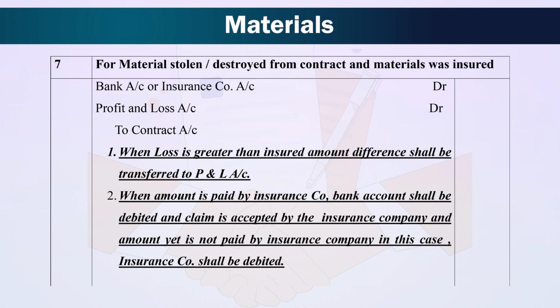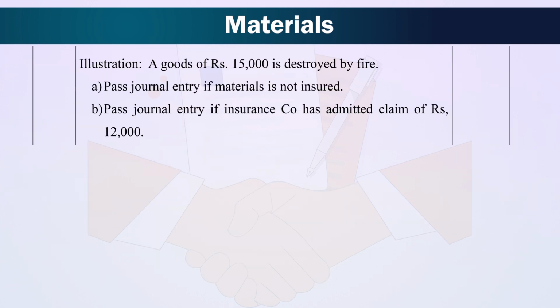And if the claim is accepted by the insurance company and the amount is not yet paid by the insurance company, in this case insurance company account shall be debited. Let us understand with the help of illustration. Goods of rupees 15,000 are destroyed by fire. Number 1, pass journal entry if material is not insured. Number 2, pass journal entry if insurance company has admitted claim of rupees 12,000.